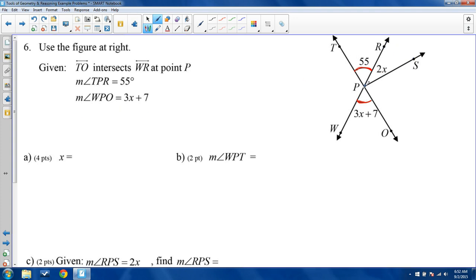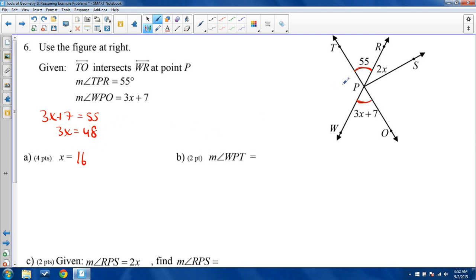In order to do that, like I said, these two angles are equal. So if these are equal to each other, let's create an equation that says that. 3x plus 7 equals 55. And that's it. Now solve for x. 3x is 48, by subtracting 7, divide by 3, you'll get x equals 16.